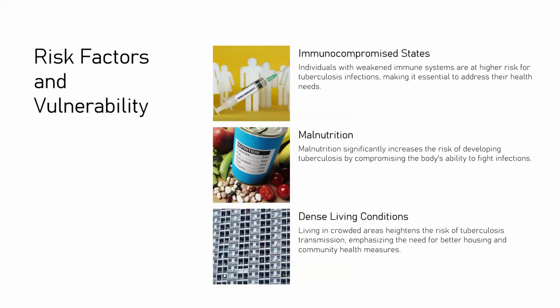How about the risk factors and vulnerability? As mentioned previously, individuals with weakened immune systems are at high risk of tuberculosis infection, making it essential to address their health needs. Malnutrition significantly increases the risk of developing tuberculosis by compromising the body's ability to fight infections. And staying in overcrowded areas with dense living conditions heightens the risk of tuberculosis transmission, emphasizing the need for better housing and community health measures.